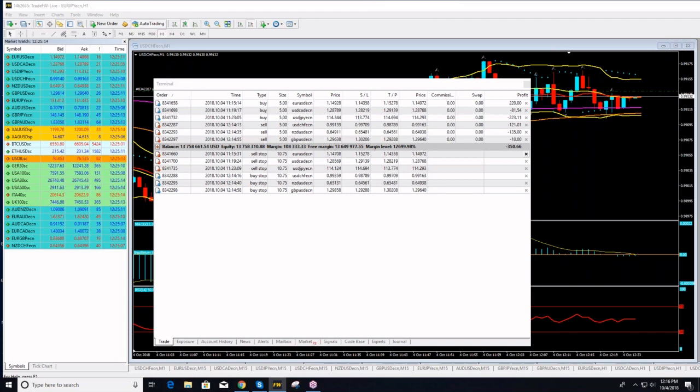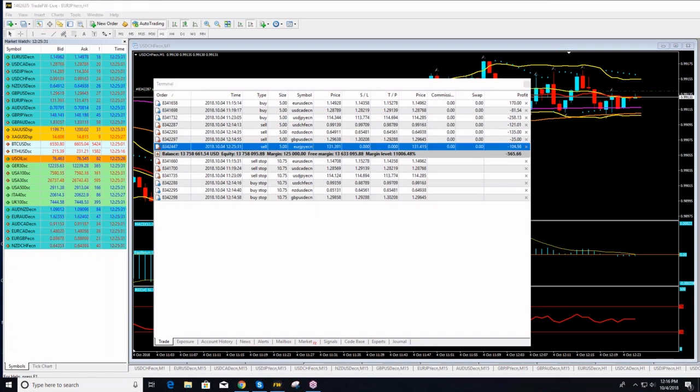Okay, guys, here I am again. I think I will enter short positions on Euro Yen. So I will go short Euro Yen. There we go. So I just shorted Euro Yen.